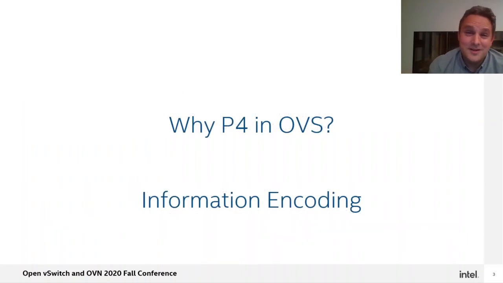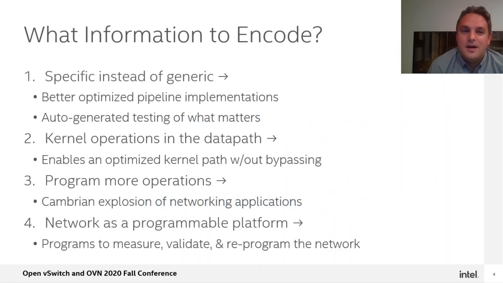So why P4 in OVS? The main reason is information encoding. There's information that your application can express into the vSwitch, which can help the data plane implement the function that you're after. And so where you're specific about what information you need, this lets you better optimize that pipeline.